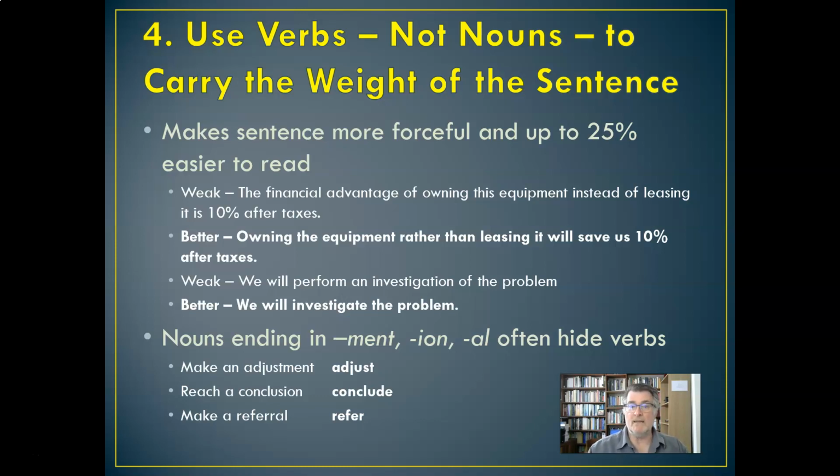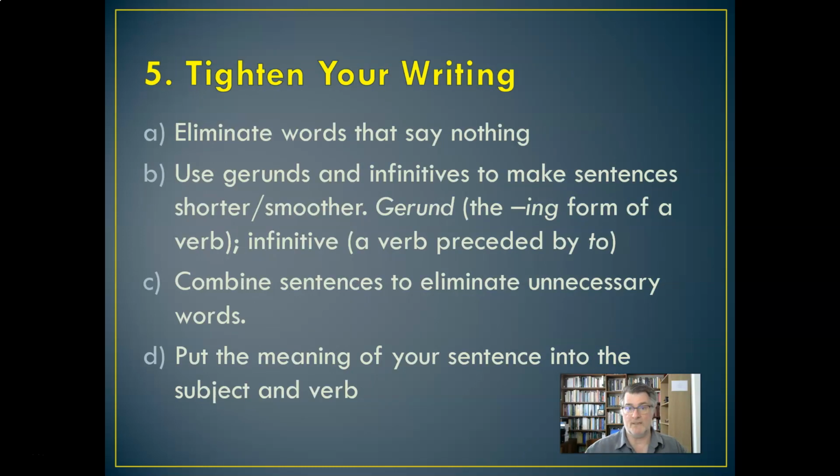Nouns ending with ment, ion, al. Make an adjustment. Just adjust. Reach a conclusion. Conclude. Right? Make a referral. Refer. It's very simple. Right? I will make a referral rather than I will refer. So it shortens the statements, shortens the paragraphs, shortens the sentences as well, and it gets to the point.